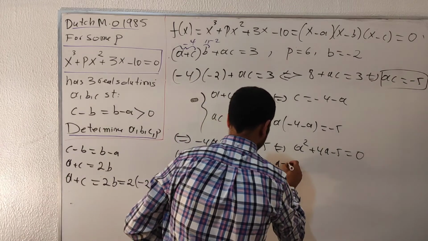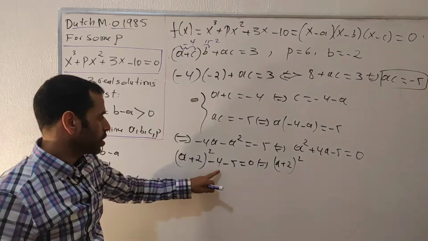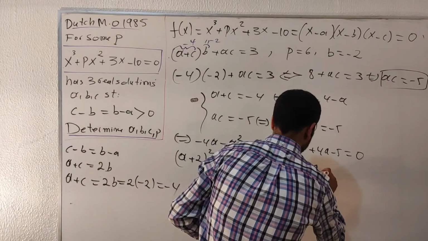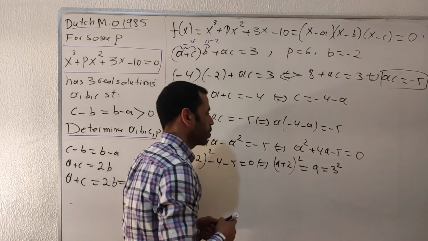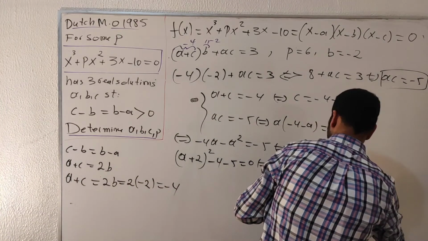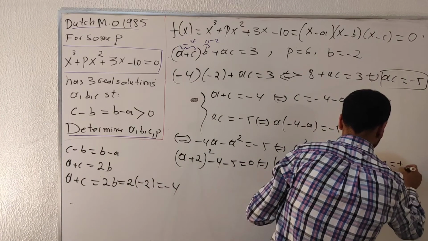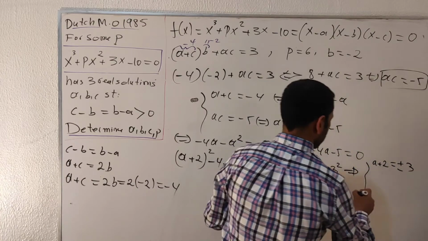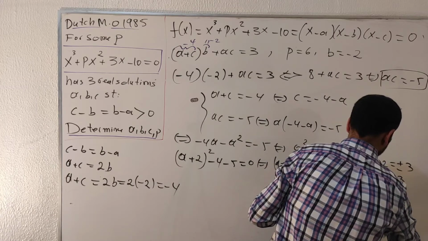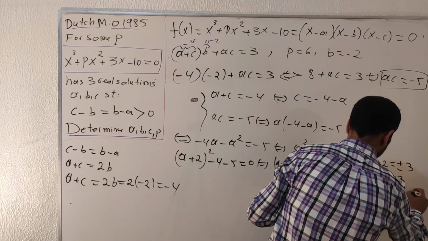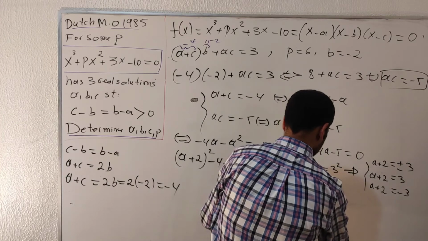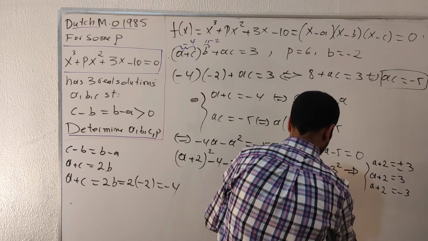Equivalently, (A plus 2) squared minus 4 minus 5, which is minus 9. I'm going to move this minus 9 to the right. I get 9, which is 3 squared. I apply the square root on both sides. I get A plus 2 equals plus or minus 3. This gives A plus 2 equals 3, or A plus 2 equals minus 3. In other words, A equals 1, because 3 minus 2, or A equals minus 3 minus 2, which is minus 5. I get two solutions.